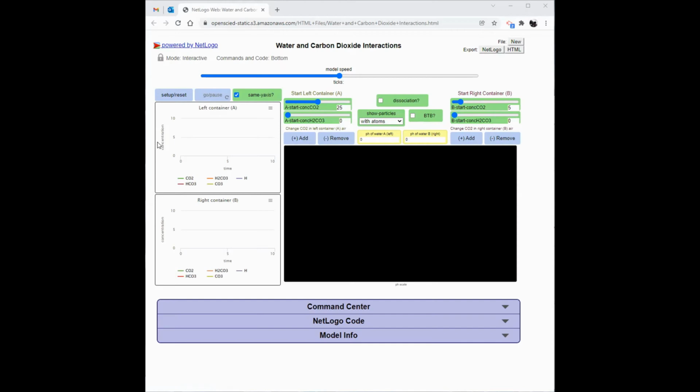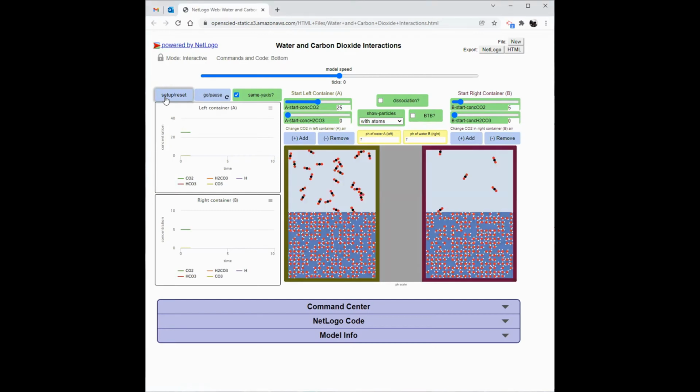You may have seen other NetLogo models before in other units. This one works similarly to the rest. You make it show up by hitting setup, and we see a couple things here. There's graphs on the side that are labeled left container and right container. And then in the field here, we see the actual left container and right container, and there are controls for each.